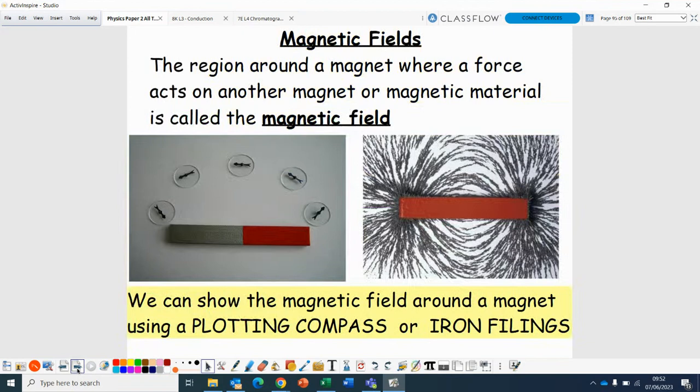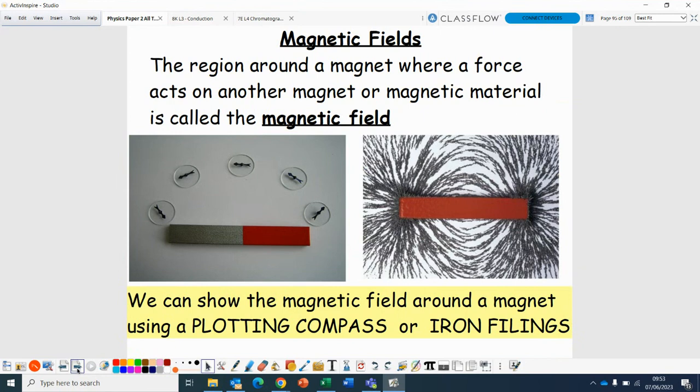It's not required practicals, but they are required in description. If you have to show how a magnetic field is around a magnet, you can either describe the iron filing experiment. So magnet, paper on top, sprinkle your iron filings, observe.